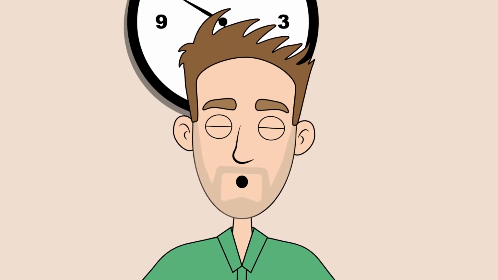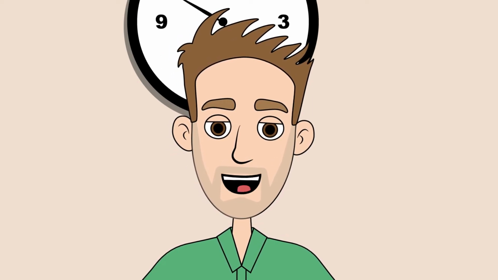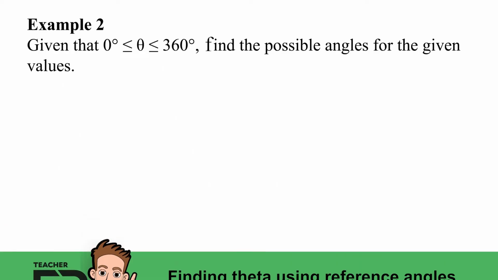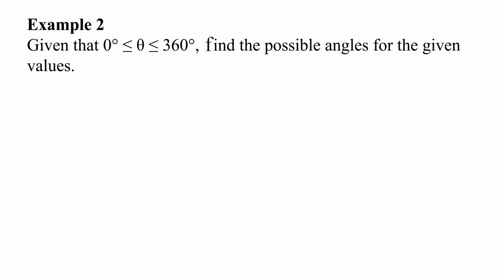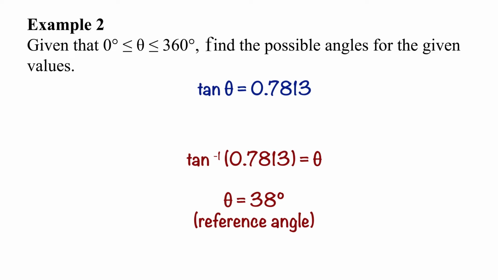Sometimes we may know the value of a trig ratio of a given reference angle. We can use this information to figure out the other angles that have the same value of ratios. Here, we want to find the possible angles that have the given values when our angle is between 0 degrees and 360 degrees. We'll start with tangent theta equals 0.7813 and use our calculator to find theta. Remember to use the shift key tangent, and that will give you tangent to the negative 1. Put in your value, and it will give you your angle. We get 38 degrees, and this will be our reference angle.